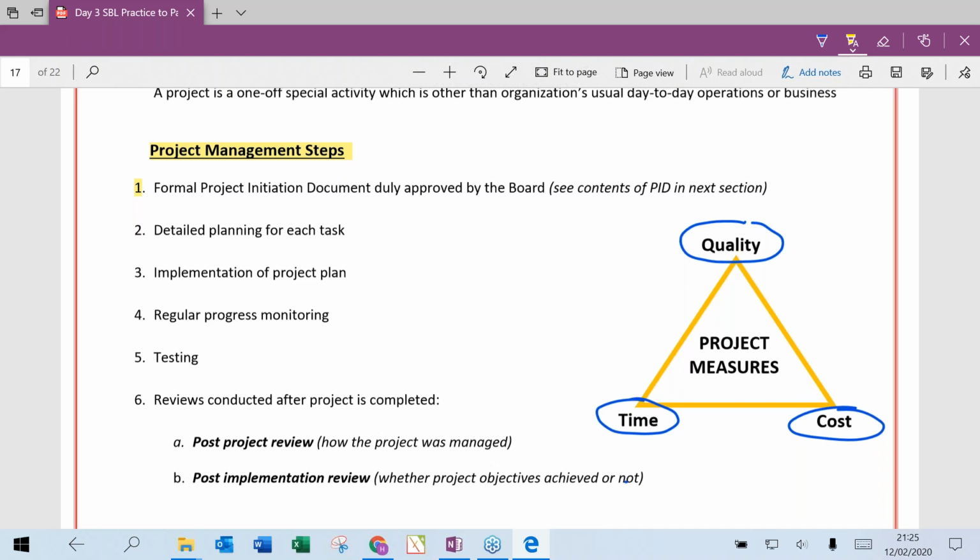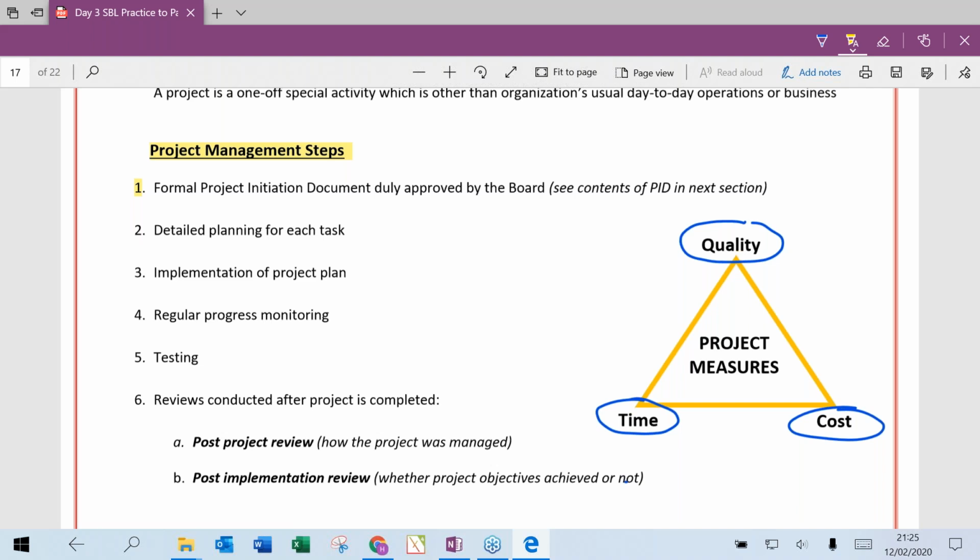Of course, at the first stage, we did not go into detailed planning. A PID just talks about the basic stuff of the project. We do not want to spend a lot of time on the project unless the board approves it. Once the board has approved, the second stage is detailed planning for each task: technical design, architectural design, software design, all the technical sides.